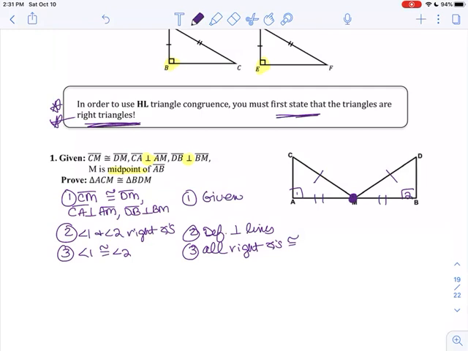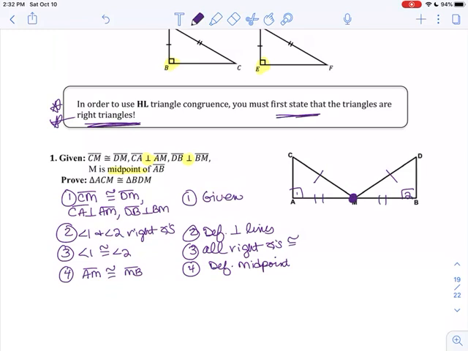And I also had that M is the midpoint of AB. I already marked it on my picture, put a big fat dot on M, and I cut AB in half. But now in my proof, I'm going to say which halves are congruent. So the left half, which is AM, is congruent to the right half, which is MB. How do I know that? Well, a midpoint divides a segment into 2 congruent segments, or just definition of midpoint.